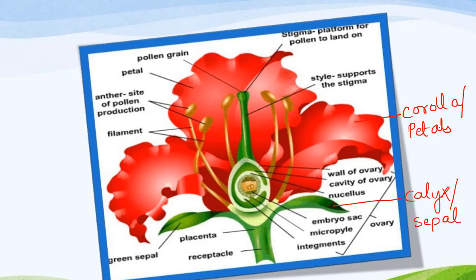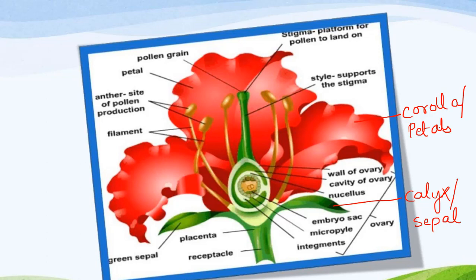Why are these colorful petals present? Colorful, yes, it is colorful because it has to attract insects. It has to attract animals. Why attraction of insects and animals is important, we will study later on. That is for pollination. What is pollination? We are going to study later on. Okay, so petals, also known as corolla, are present in varied colors, and the function is attraction of insects, animals, etc.